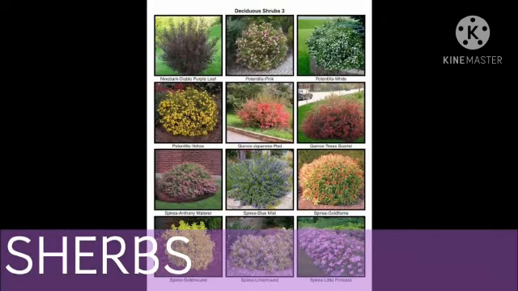The next is shrub. A shrub is a woody plant which is smaller than a tree and has several main stems arising at or near the ground. For example, common hibiscus, red raspberry, rose, jasmine, etc.